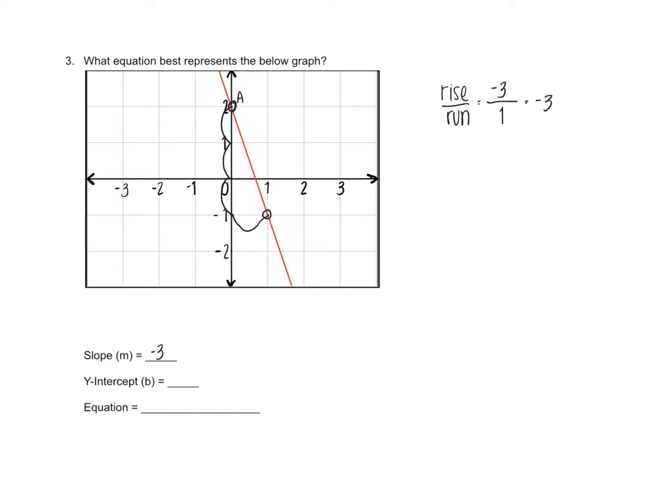To find our y-intercept on a graph, we look to see where our line crosses the y-axis. And we see that right here at this perfect point that we used. This point's ordered pair is 0, 2. And we keep in mind that when we're finding the y-intercept, it's the value of y when x is 0. So our y-intercept is positive 2, giving us the equation y equals negative 3 times x plus 2.